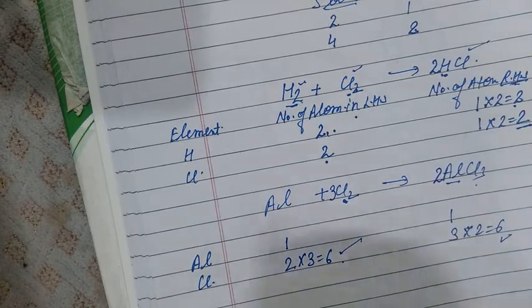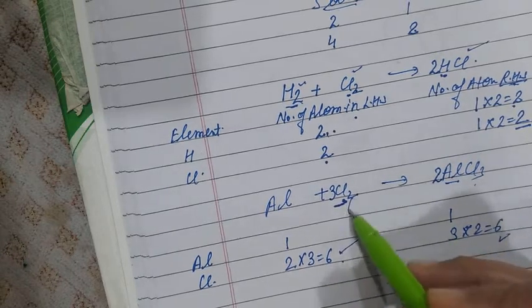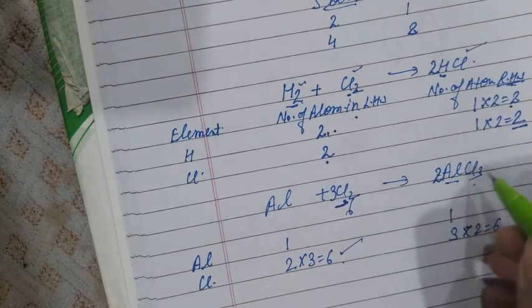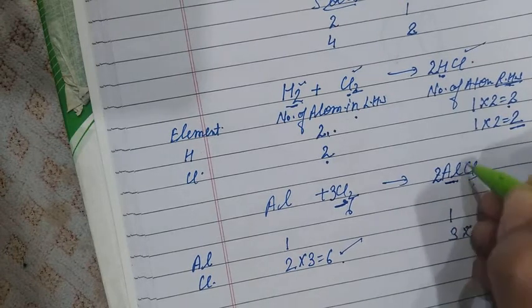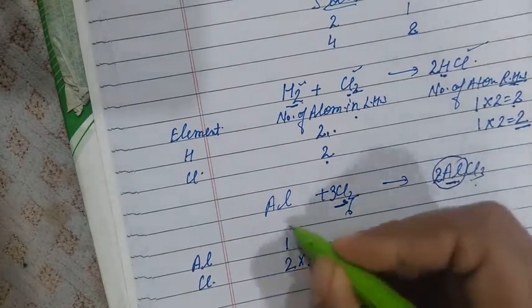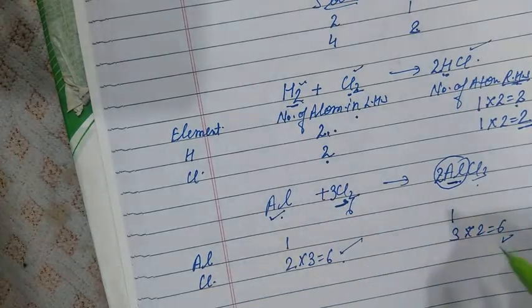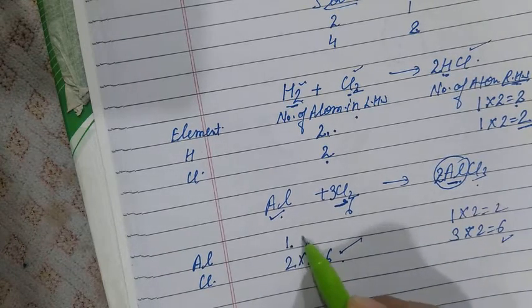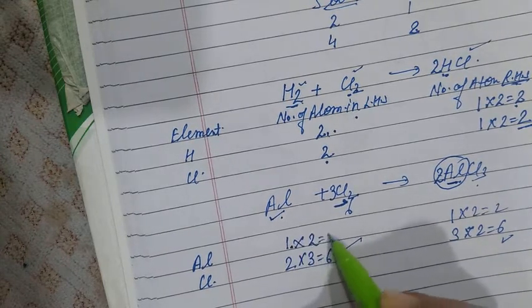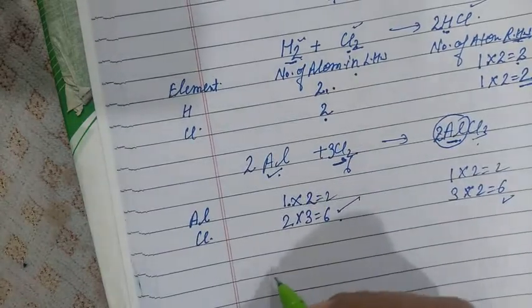Now you will see that the number of atoms in LHS side is 6, and here is 6. 2 3s are 6. Now student, you will see that the number of Al atoms in RHS side is 2, but in LHS side only 1. So what will we do? There is 2, here is only 1. Multiply by 2. Now we write the 2Al. Now this is the balanced chemical equation.